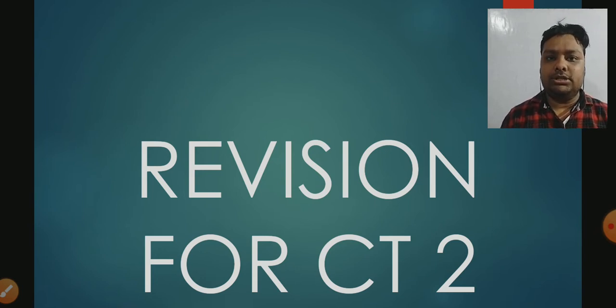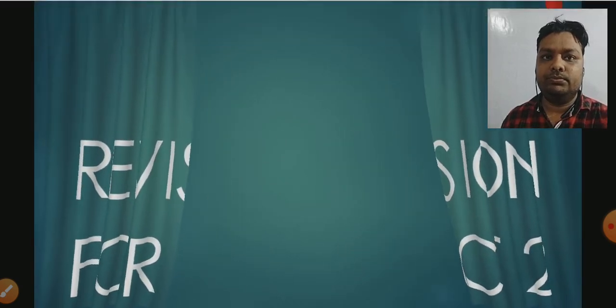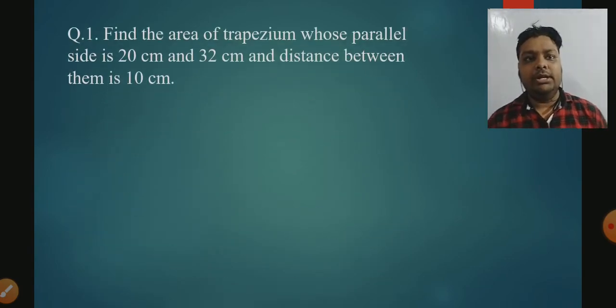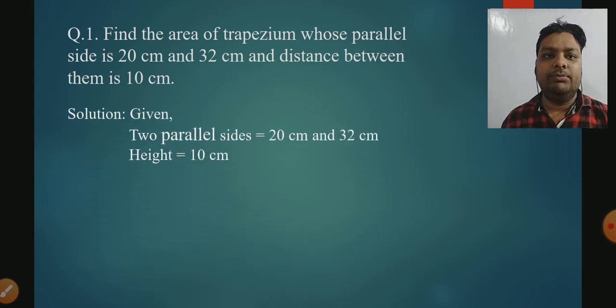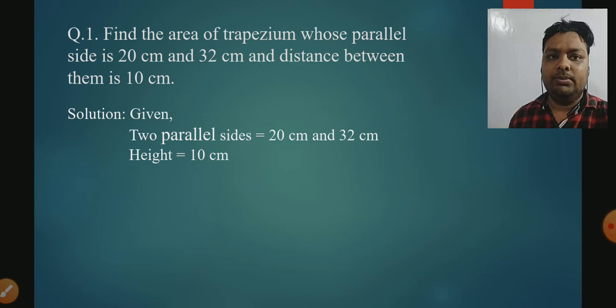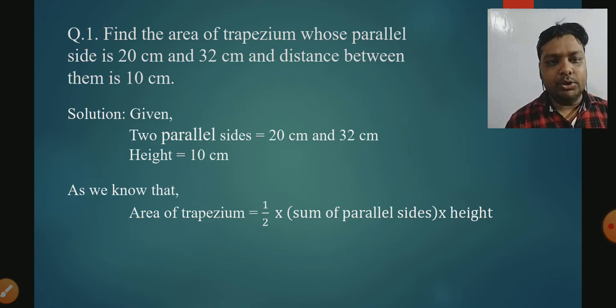Okay students, so let's start with the first question. Now here you can see that we have to find the area of a trapezium whose parallel sides are given and the distance between them, it means the height, is also given. So at first we will write what is given. Two parallel sides 20 centimeter and 32 centimeter, and the height is 10 centimeter. Now we know that the area of trapezium formula is 1 by 2 into sum of parallel sides into height. So directly we will put the values of the parallel sides and the height.